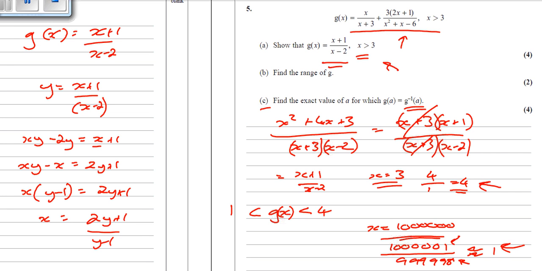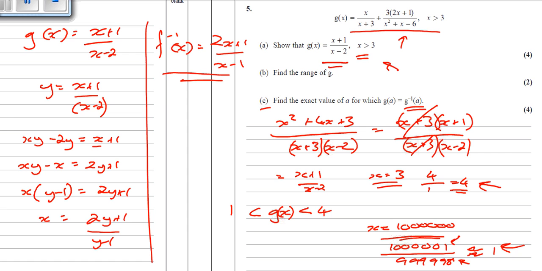As soon as we've got x equals, we then write that as f to the minus 1 of x equals, and then we replace the y's with x's, so (2x plus 1) over (x minus 1). I know people do that slightly differently, but that's absolutely fine. That's how to find the inverse function.